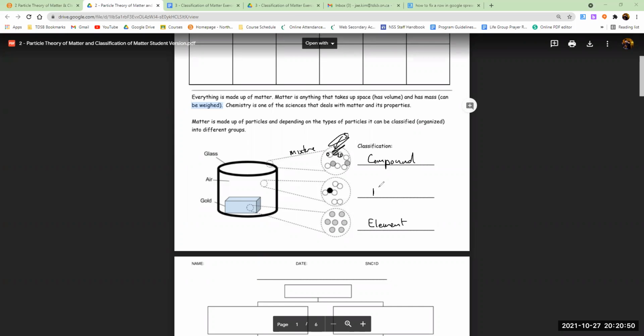The third one is going to be a mixture because air is a mix of carbon dioxide. It's got a mix of oxygen. It's got some nitrogen. It's got a whole bunch of stuff in there.